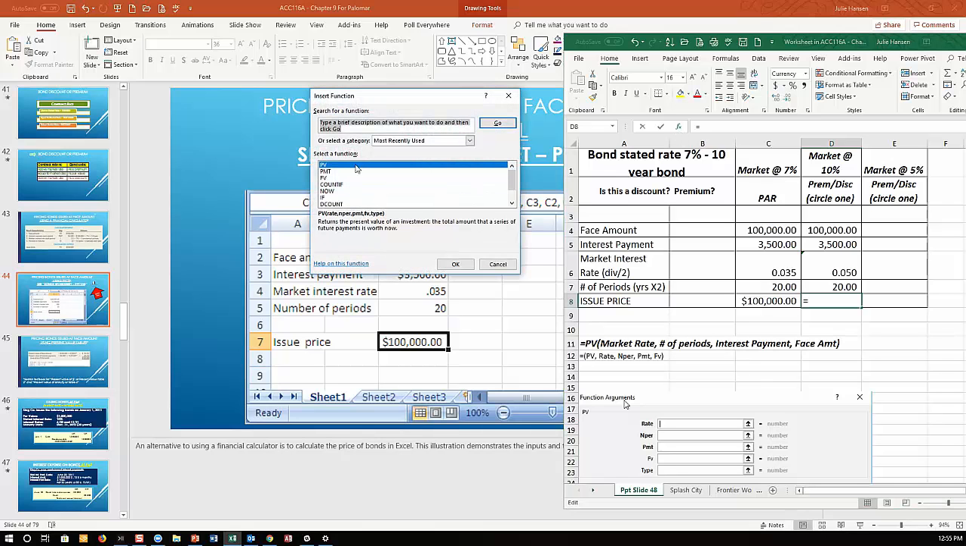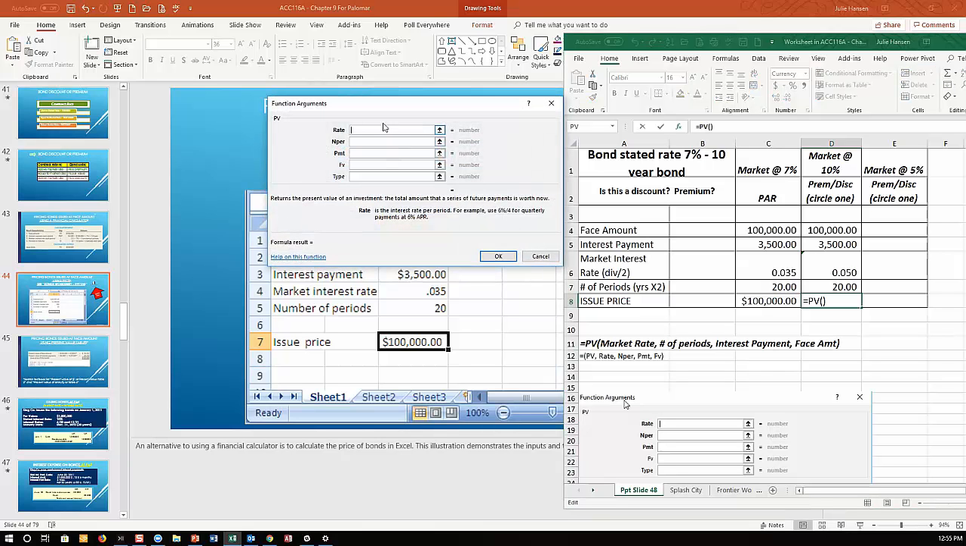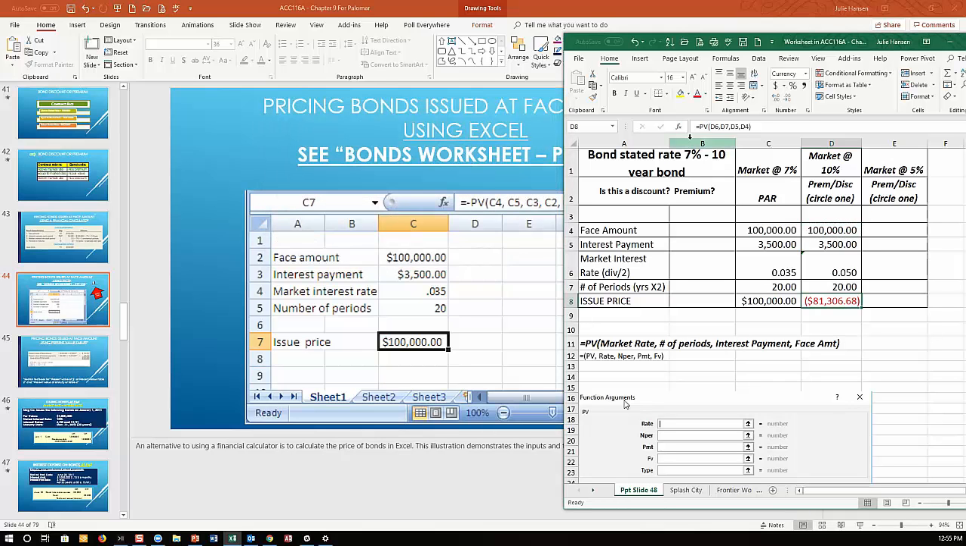So here again, I'm going to use my PV function, and I'm going to put in the rate, which in this case is 0.05. How many periods? 20 periods. What are my payments? They're still $3,500. How much is going to be due at the end? Still that $100,000. If I click OK, look what happens. Now I have to issue that $100,000 in bonds for $81,306.68, meaning that I have to put that bond on sale.